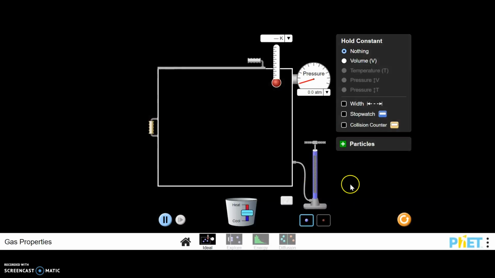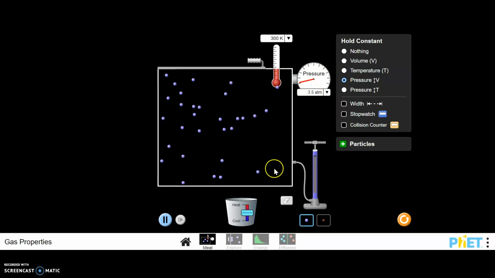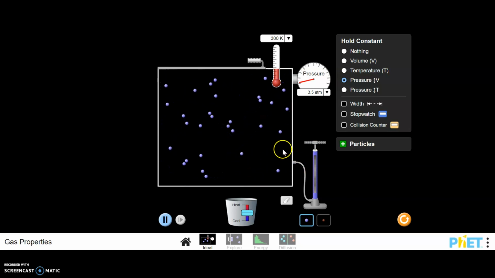So if I go to this simulation and add 1 pump of gas particles and hold the pressure at constant, we can see the pressure is held at constant as well as the amount, right? No particles are being added after this point.